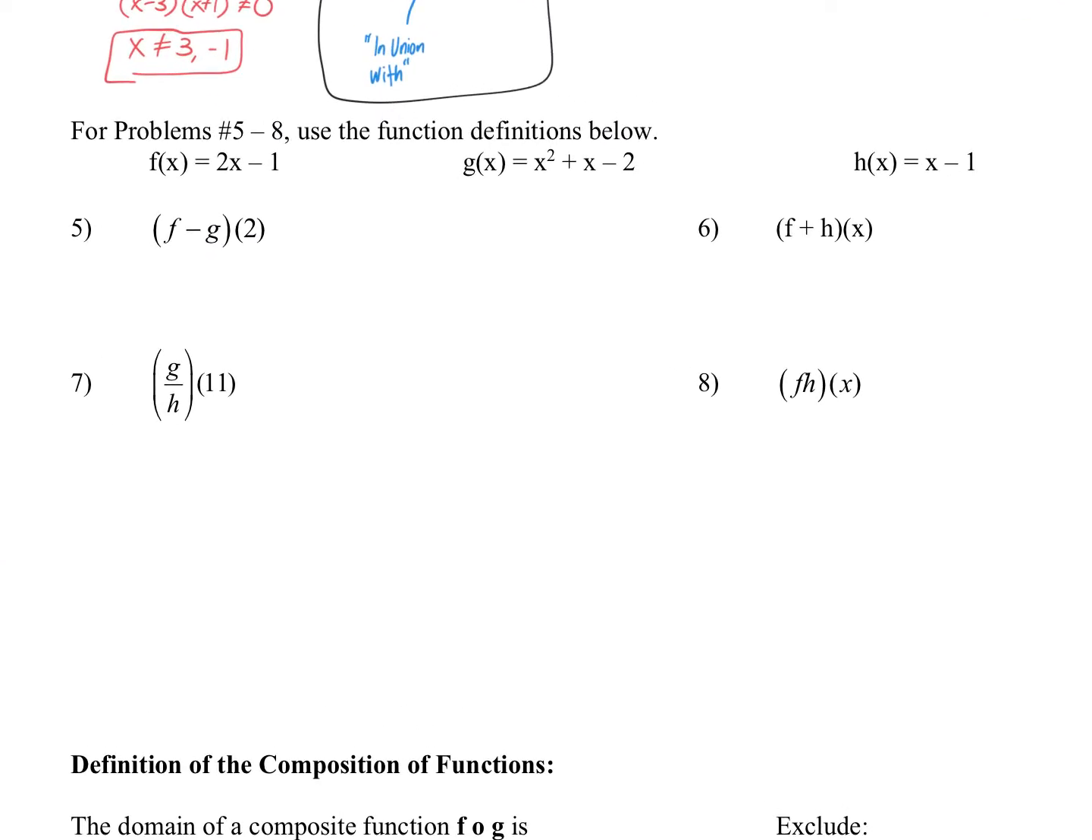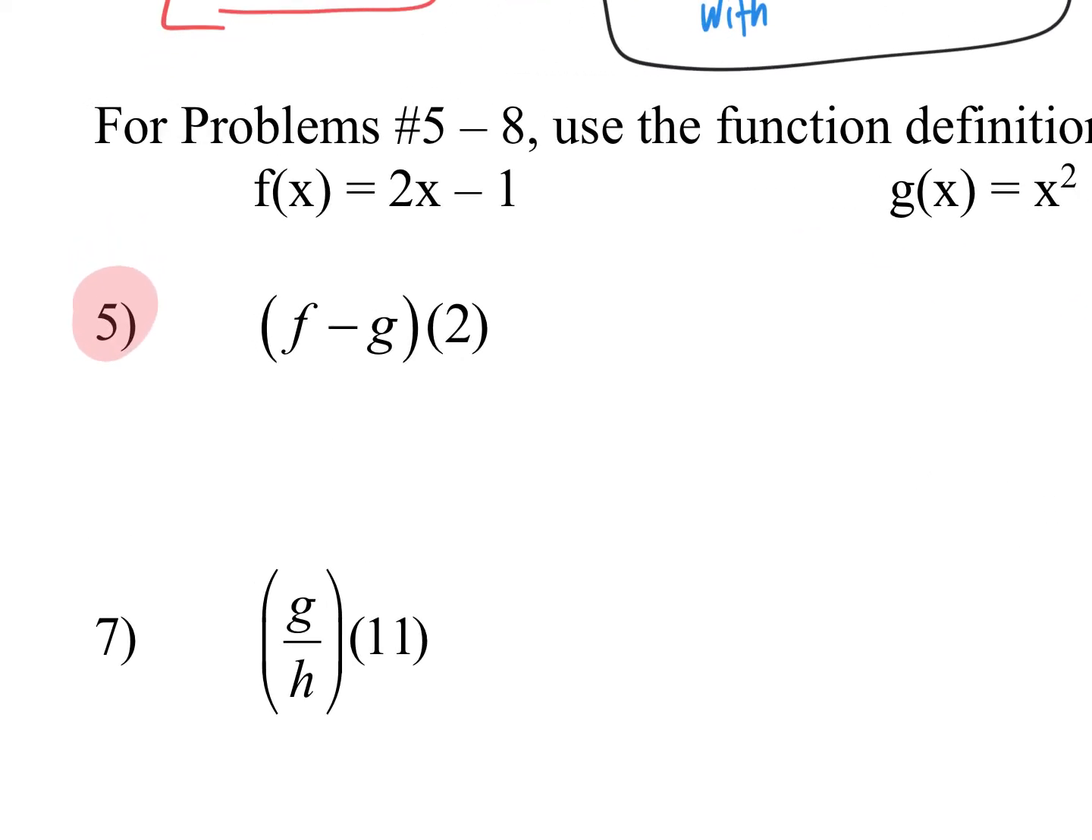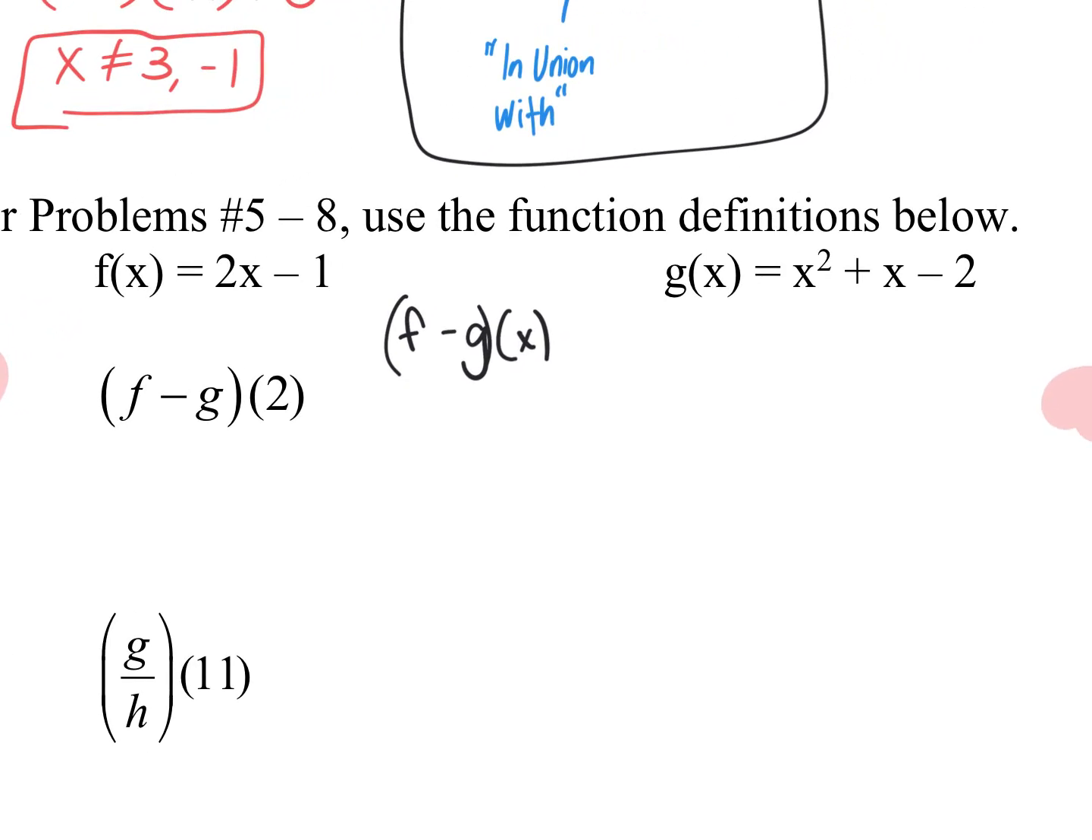Here in the next section, we are given three functions: f of x, g of x, and h of x. I know we've seen this before. I'm going to walk through just two examples just so you see them, 5 and 6. And again, you'll try 7 and 8. What are they really asking for? Well, on the first one, there's two ways we can approach this. We can find f minus g of x and then substitute in 2. And I think that might be the way to do it. So I'm going to go ahead and do that.